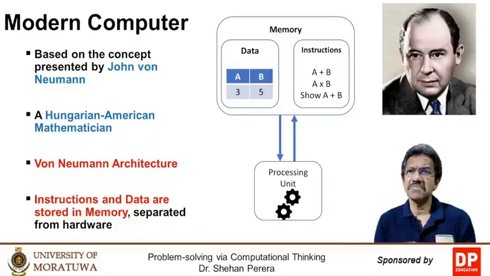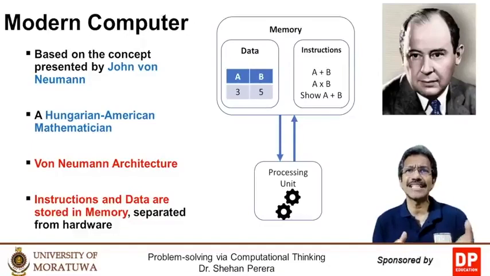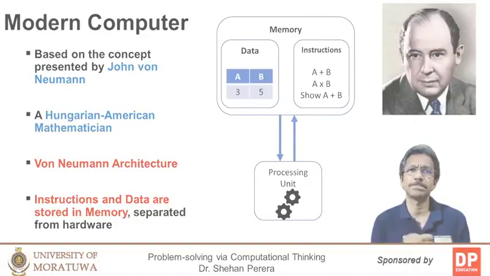The memory unit is like a large box where we can put all the data we want to process and also the instructions on how to solve the problem. The processing unit will take one step or one instruction at a time, and also the corresponding data, and process it, do the calculation and produce the result for us.